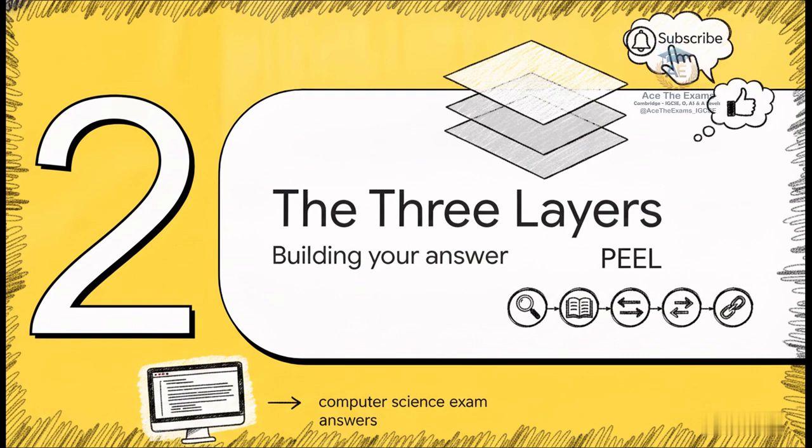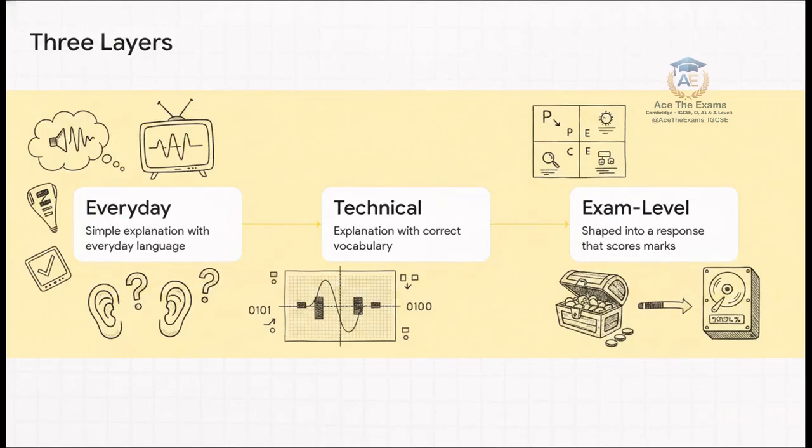Okay, let's get back to building that perfect answer. So, how exactly do we crack these high-level, perfectly contextualized answers? We use a core strategy called the 3 layers of explanation, and we are going to use the PEEL framework, that stands for point, evidence, explanation, link, to lock those layers into place. Let's see how this builds from the ground up.